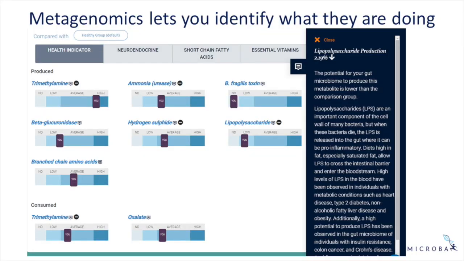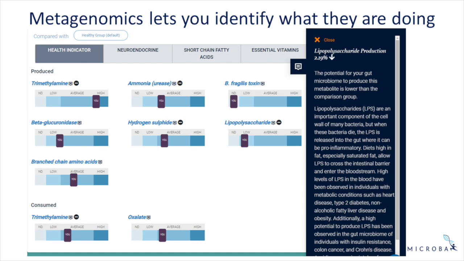The other key thing that we provide is that function. So metagenomics lets you identify what those organisms are doing. We give you information on if the gut microbiome is producing these compounds that influence health. Things like trimethylamine, like hydrogen sulfide production, and like lipopolysaccharide. How much is being produced by your patient's gut microbiome through the genes that we look at that are the potential to produce those compounds?